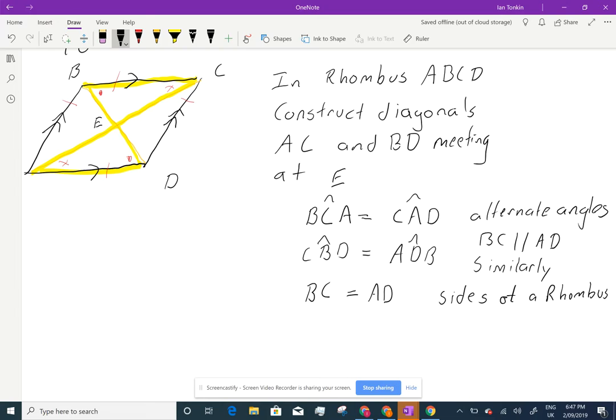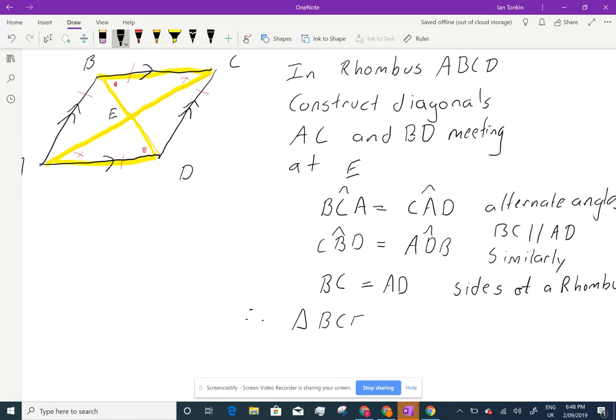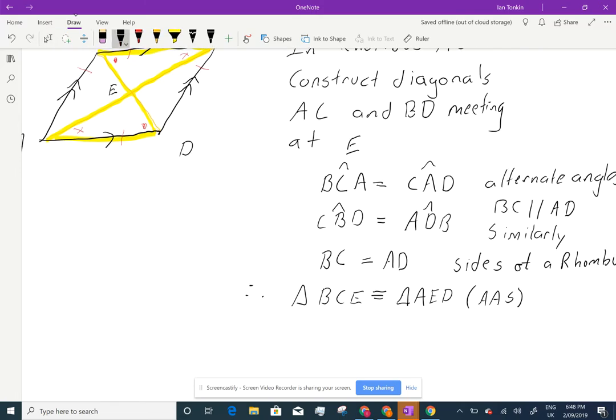We really should prove that, but we did it just before in the previous proof, because the definition of a rhombus is that its adjacent sides are equal. Once you get that, all sides are equal. Therefore, triangle BCE is congruent to triangle AED. What reason? Angle, side. Therefore, or thus.